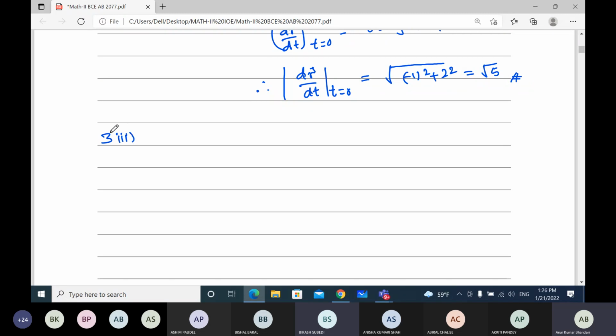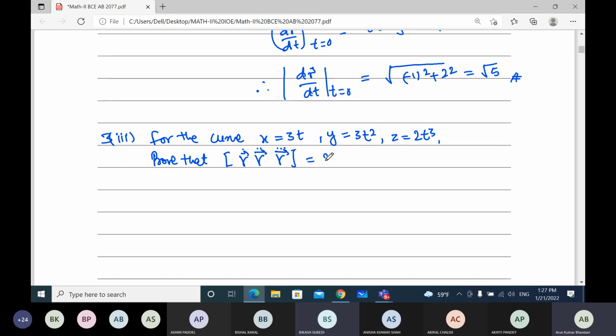The next problem, 3. What is given? Let us see. For the curve x is equal to 3t, y is equal to 3t square, and z is equal to 2t cube, prove that the scalar product of r dot, r double dot and r triple dot is equal to 216. So let us solve this.